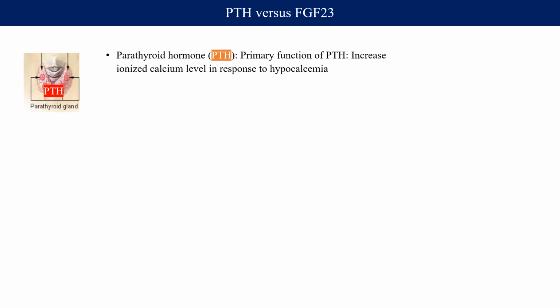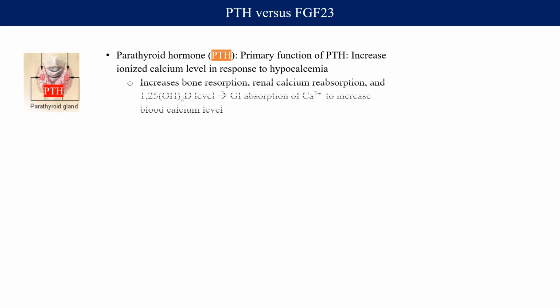Summarizing the functions of PTH and FGF23. The primary function of PTH is to increase ionized calcium level in response to reduced blood calcium levels. PTH achieves this by increasing bone resorption, renal calcium reabsorption, and active 1,25 vitamin D levels, the latter to increase GI absorption of calcium, all serve to increase serum calcium level. PTH also induces phosphaturia.